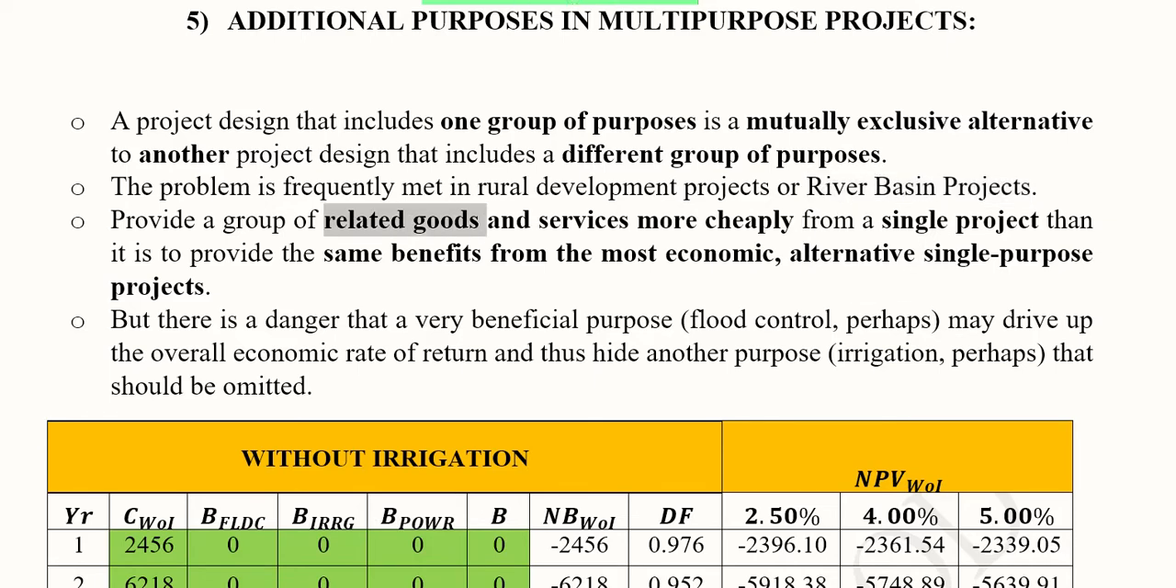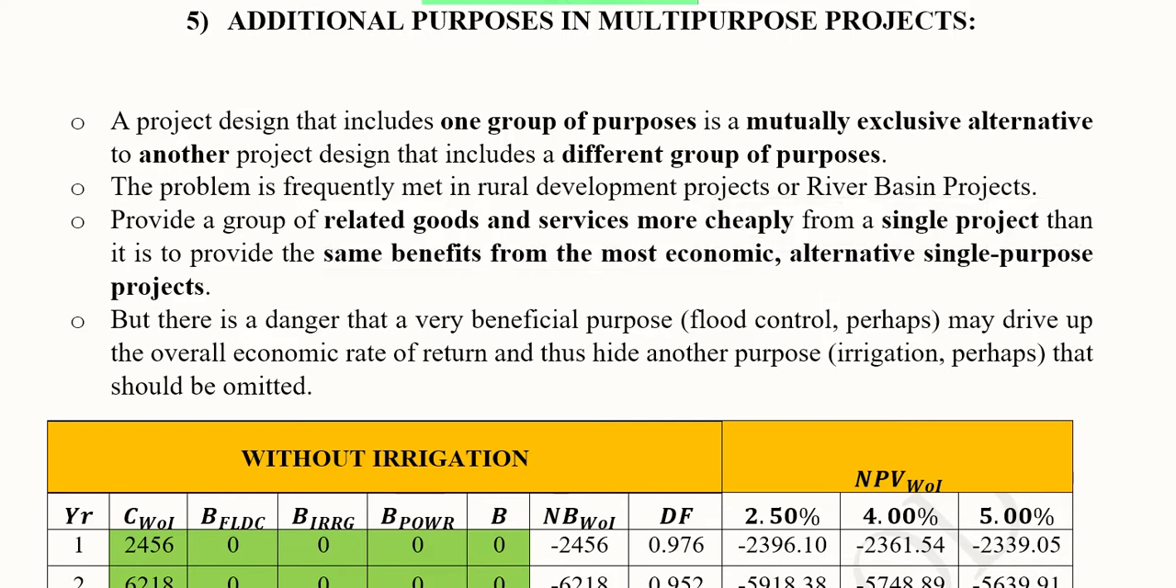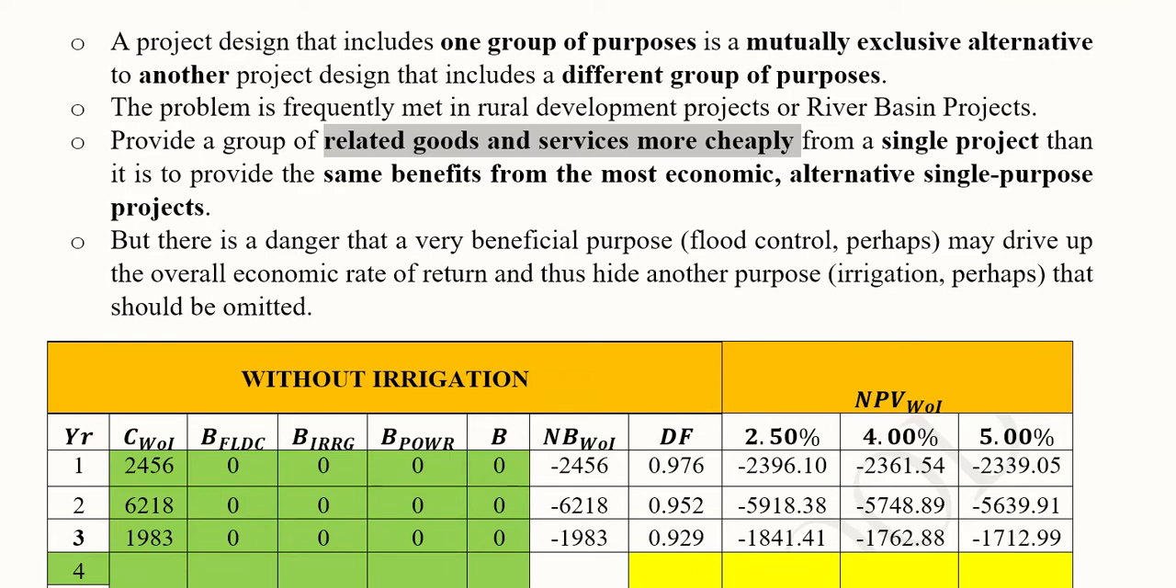Then we have a group of related goods and services obtained more cheaply from a single project, and that can be compared with a multiple set of projects that are serving those benefits or purposes separately. So we can come up with a multi-purpose project that can be more desirable as compared to many projects that address those benefits or objectives individually. This is why a multi-purpose project can be a better option in certain situations.